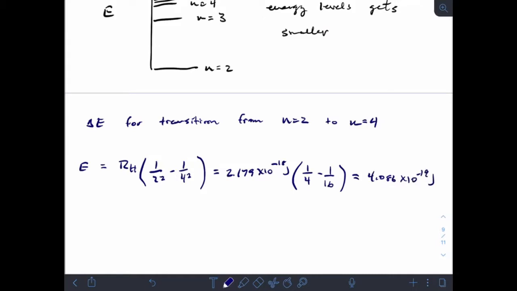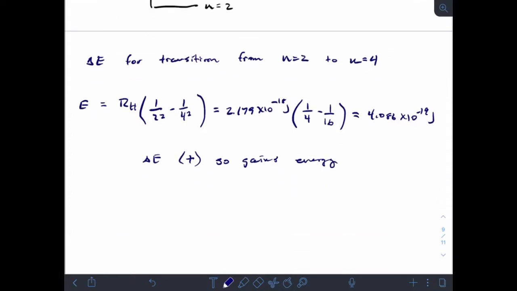Okay, so notice this energy is positive. So delta E is positive. So it gains energy. Right, so this would be an example of excitation or absorption. Okay, so that Bohr atom has to gain that much energy in order to move an electron from the n equals 2 level to the n equals 4 level.